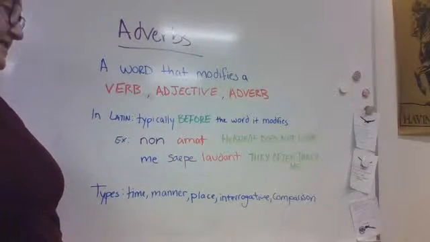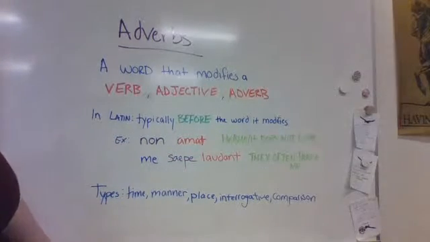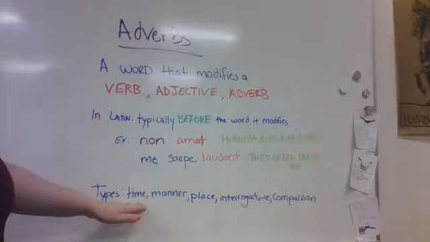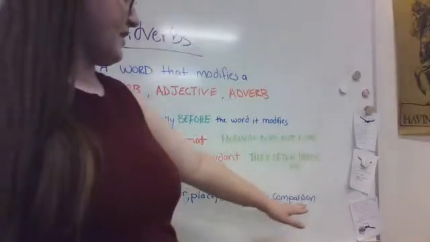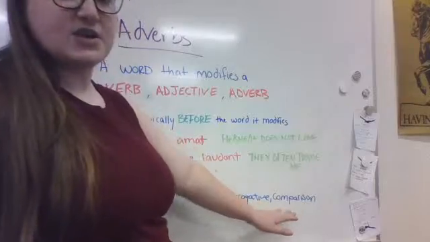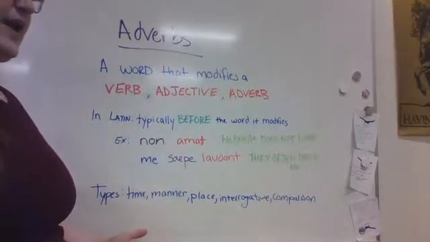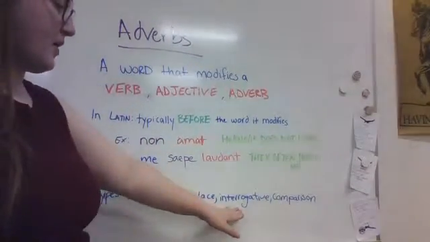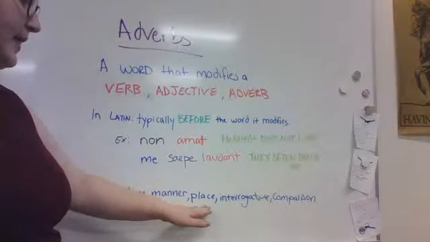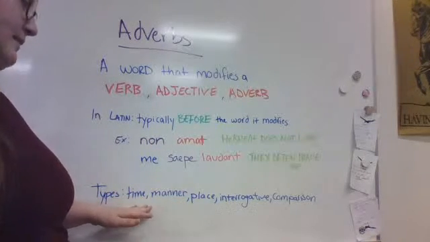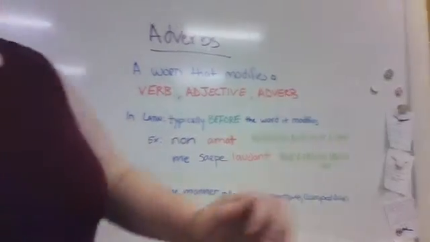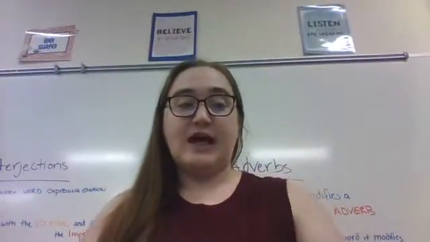Now there are several different types of adverbs, and every time we encounter one, we will talk about which type it is. You have time, manner, place, interrogative, and comparison. Comparison is when adjectives are made into an adverb. Interrogative, questions. Place, going towards a place. Manner, and time. And so that is all for this lesson.